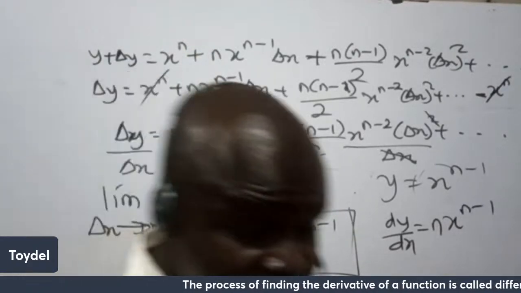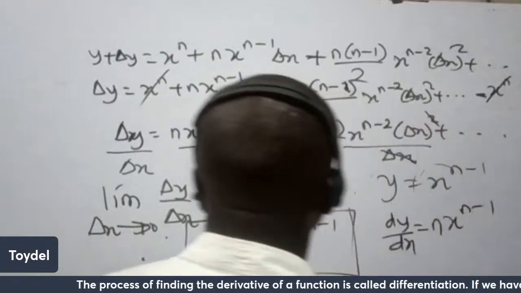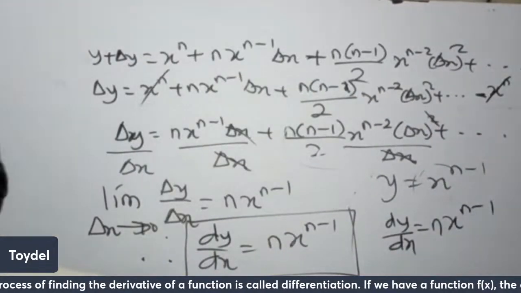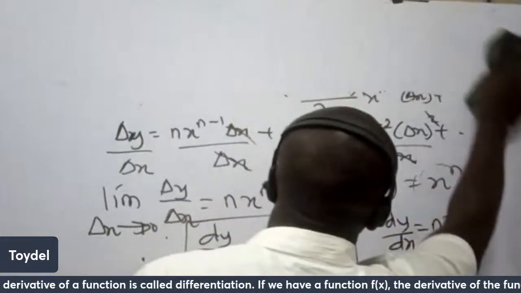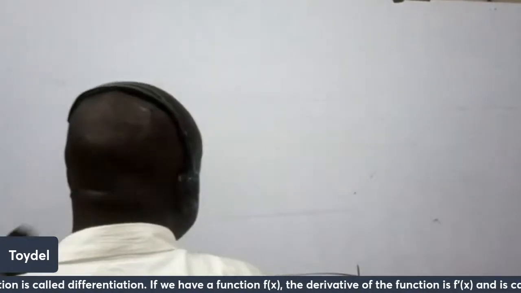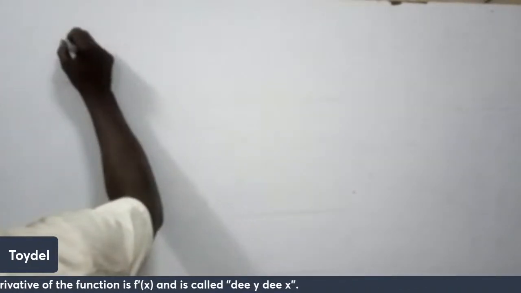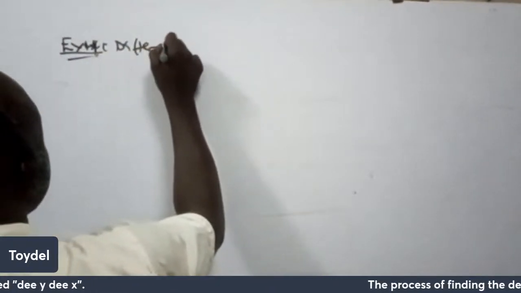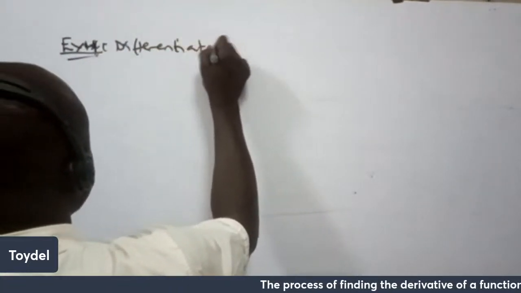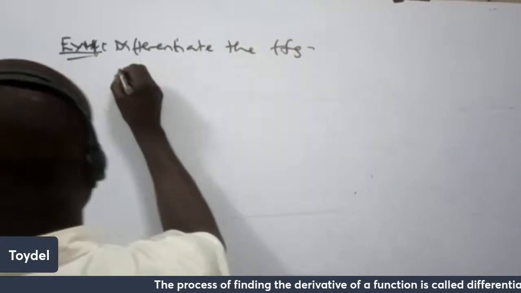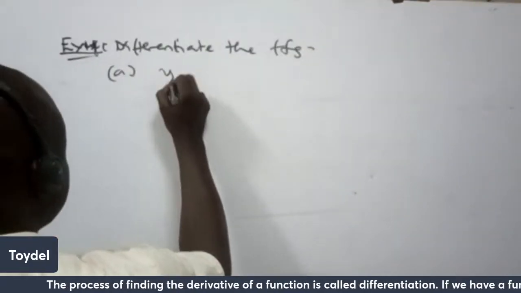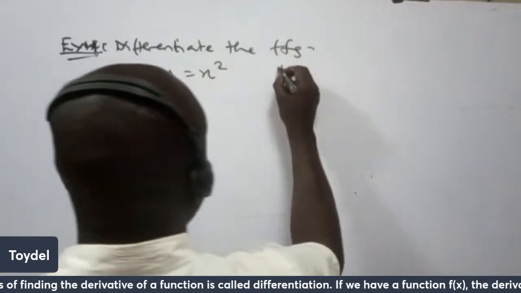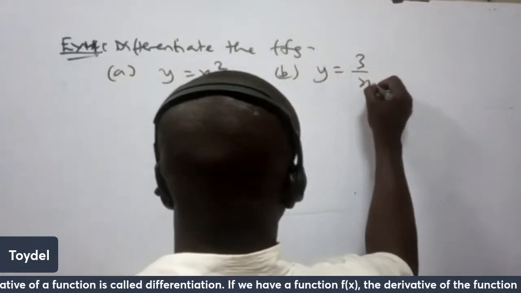But if you are asked to differentiate from the first principle, you have to follow the steps. So this is how to differentiate from the first principle. I will take the last example, example 4, and I will just take example 1 and example 2 and differentiate directly. I won't go through the long process. Differentiate the following: (a), the first example that I've given, and then the second one, y is equal to 3 over x.